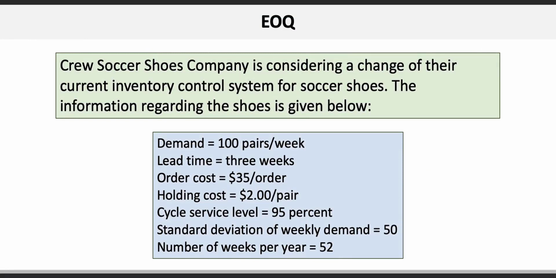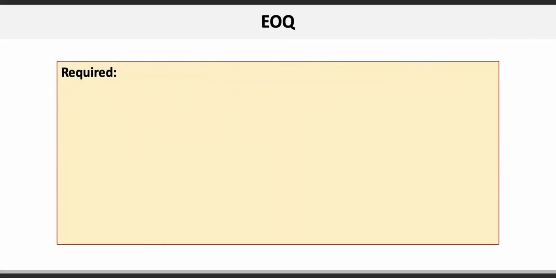Crew Soccer Shoes Company is considering a change of their current inventory control system for soccer shoes. The following information is provided. The demand is 100 pairs per week. The lead time is 3 weeks. The order cost is $35 per order, and the holding cost is $2 per pair. The cycle service level is 95%, the standard deviation of weekly demand is 50, and the number of weeks per year is 52. There are 3 requirements for this problem.